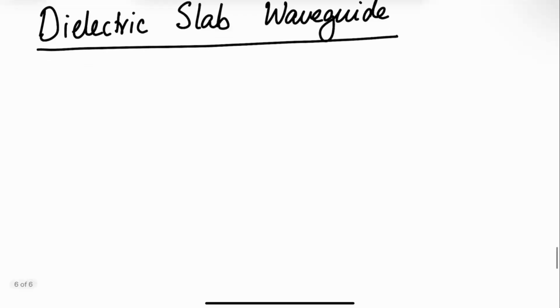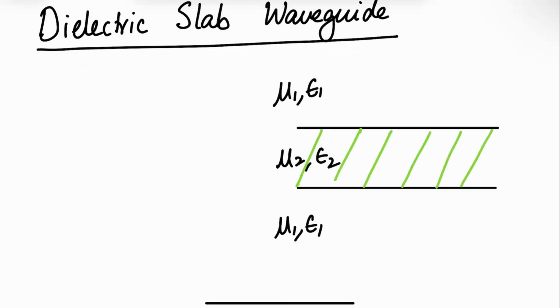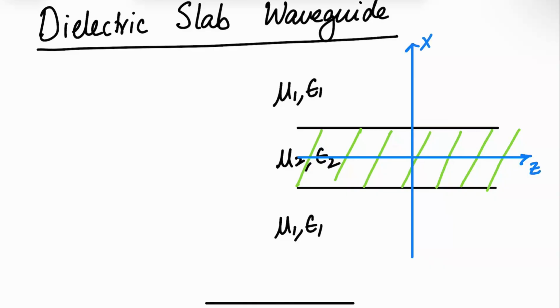Okay, so the geometry looks very similar to what we did earlier. You have a slab of some medium, let's say mu2 epsilon 2. Up here you have mu1 epsilon 1, mu1 epsilon 1, and this is, of course, some medium. And I'll draw my coordinate system as well. This is x, and this is z. Okay, and we assume this has a thickness of t.